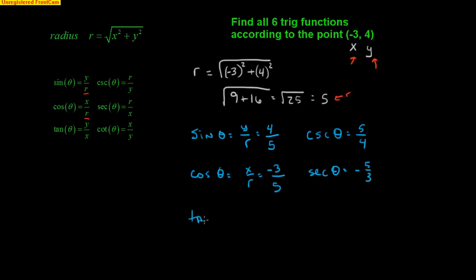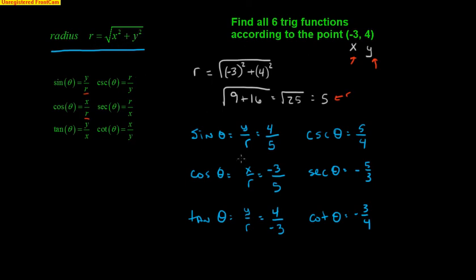And then last, tangent is y over x. So that's going to be 4 over -3. And that means that cotangent is -3/4. So it all comes down to finding r, finding the radius if we're given a point x and y. Now sometimes you'll be given an x value and an r value, and you have to do some algebra to find the y value or something like that. So you'd square both sides and go through that.